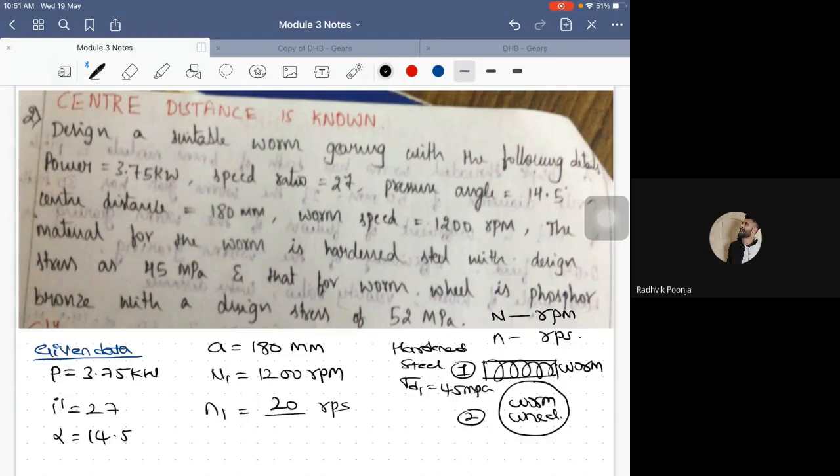And that of the worm wheel is phosphorus bronze. So always remember the desirable material in case of a worm wheel is phosphorus bronze. Why? Because the worm wheel will be subjected to a high amount of wear and tear as compared to the worm. The worm will just be rotating on its axis, but the worm wheel will have sliding, rubbing on it.